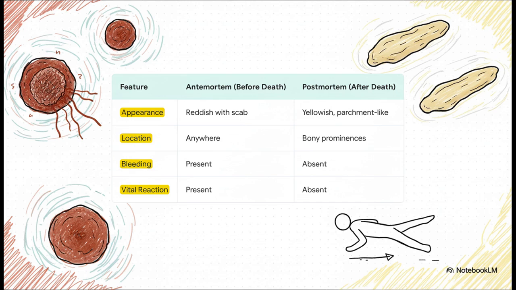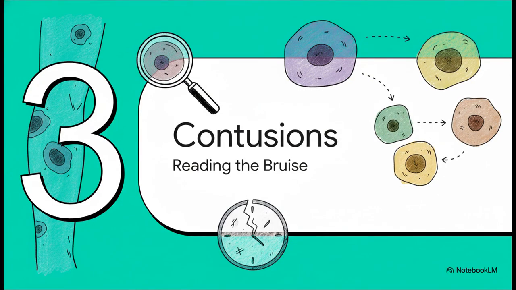A postmortem abrasion, on the other hand, has none of that. It looks totally different, kind of dry and yellowish, almost like parchment paper. That's just the exposed dermis drying out. All right, we've covered the surface stuff. Now let's go a little deeper.